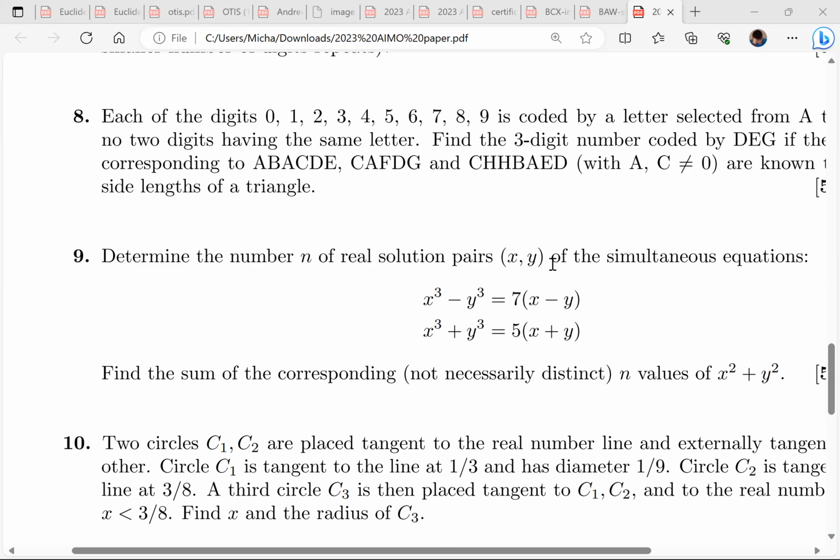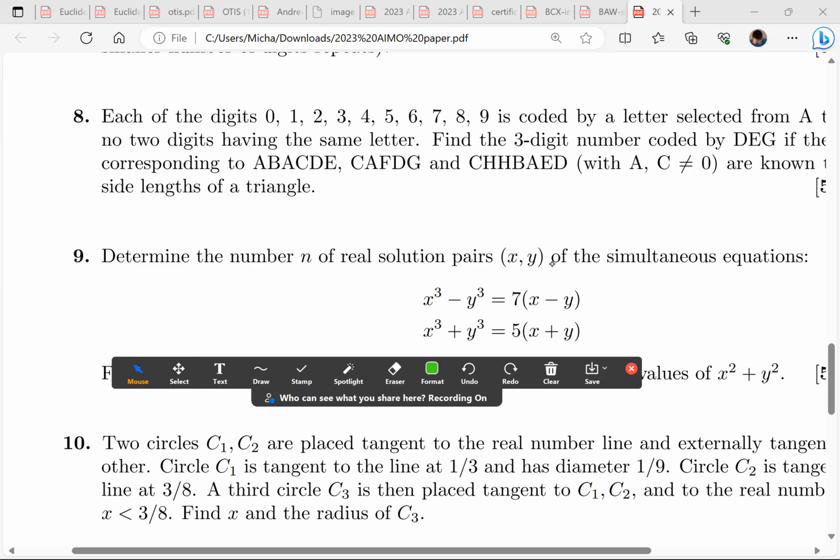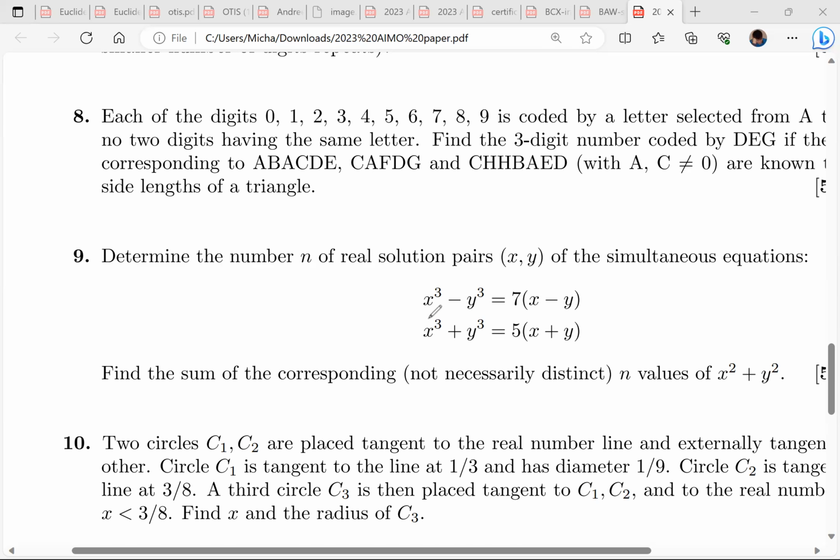So the main idea I think for this problem is, if you learn some basic algebra, you'd know that this is a sum and difference of two cubes, right? This is the same as that geometric sequence thing we were doing. It's the same idea. Plus y. This is x squared minus xy plus y squared. We all good with that? So this is how you factorize a sum and difference of two cubes.